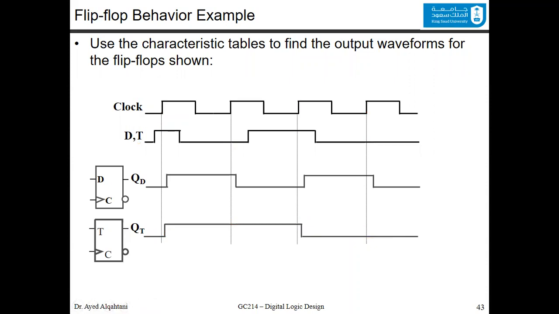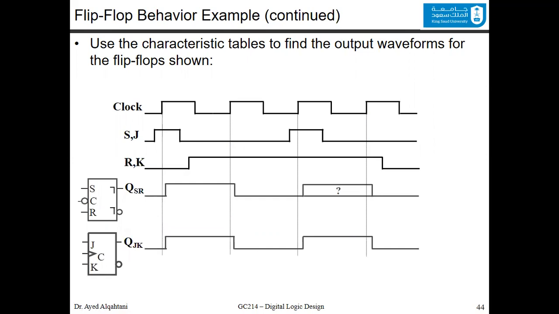So you can see the relation between the D and T here. Both of them have only a single input, but the behavior is different. In the D, you pass the value. In the T, either you keep the old value or you flip it.